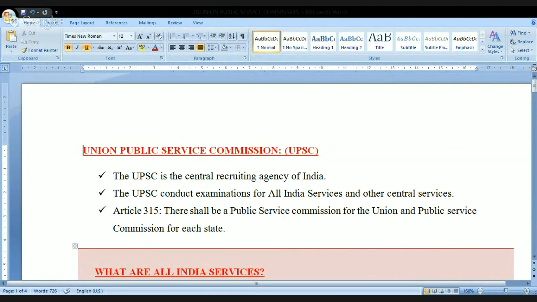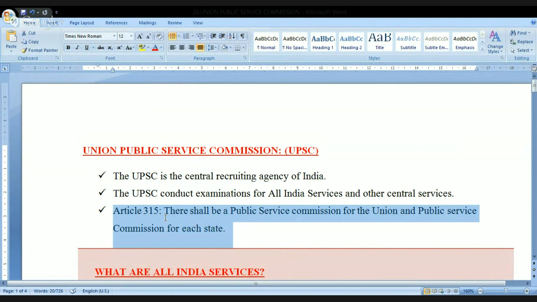Look at this. You need to remember this article number 315. There shall be a public service commission for the union and the public service commission for each state. If you look at this article very clearly and carefully, the single article is talking about the service commissions that are present both at the central level and also at the state levels.